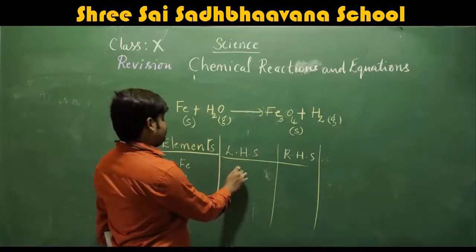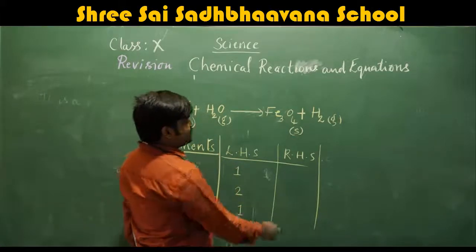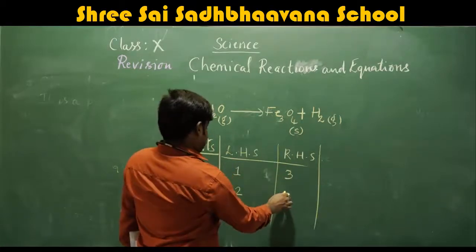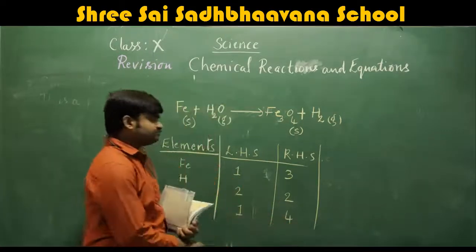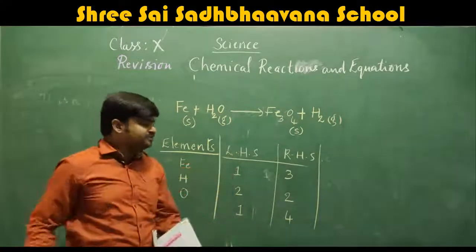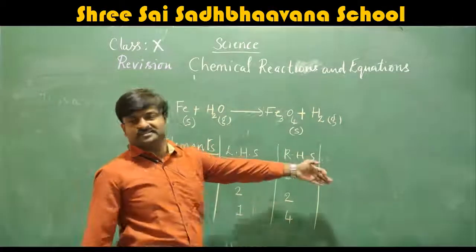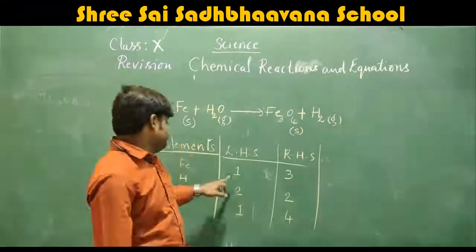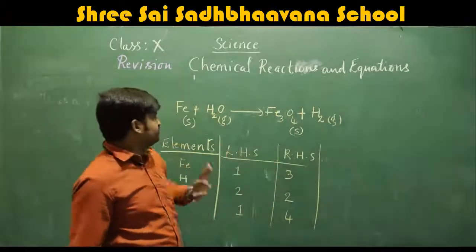So in the LHS, iron is 1, hydrogen 2, oxygen is 1. On the RHS, Fe is 3, hydrogen is 2, and oxygen 4. So here you can see the difference. The number of atoms on the LHS must be equal to the number of atoms on the RHS, because it should obey the law of conservation of mass. So here 1 is there, here 3 is there. So 1 should become 3.